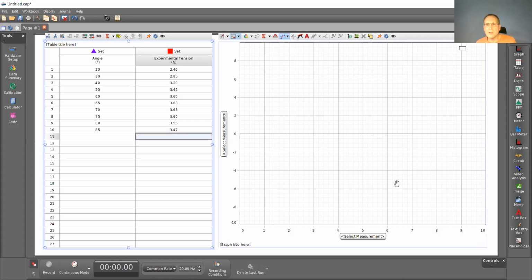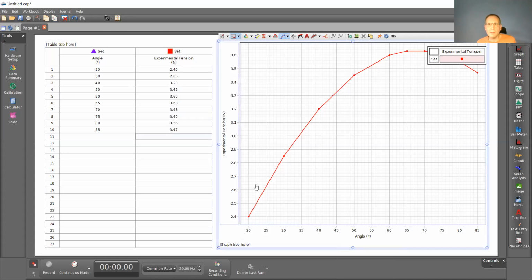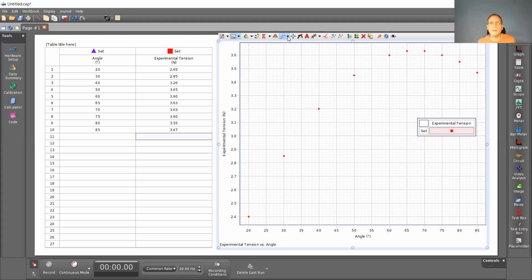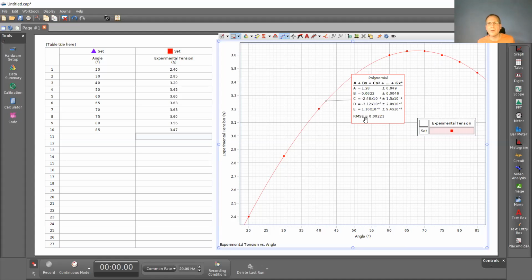Okay, so now we choose angle on the X, and then experimental tension on the Y. Remember, for the title, it's always Y versus X, so you could say experimental tension versus angle. That would be fine. I want to get rid of these line connections. So you hover over a data point, right click, uncheck show connecting lines, the usual. And now for this one, we're going to do a polynomial fit. So we'll choose fit and go to polynomial. Okay, and it does a fairly smooth fit right through all the data.